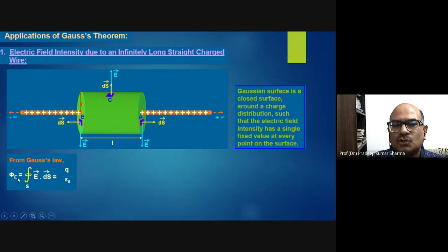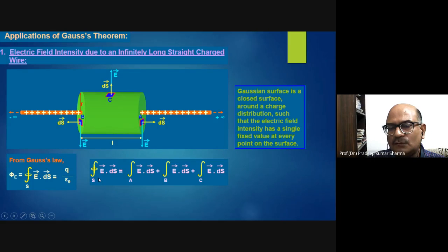Okay, so we can write from Gauss law that the flux will be equal to the closed integral E dot ds is q by epsilon naught. This is the law as given by Gauss. So if we have to calculate the total surface integral, like E dot ds for the closed surface, there are three surfaces, as I already discussed. There is A surface, there is B surface, and the C surface.